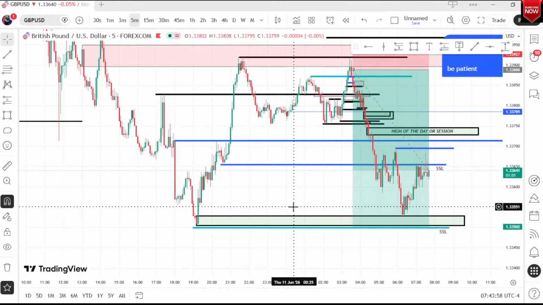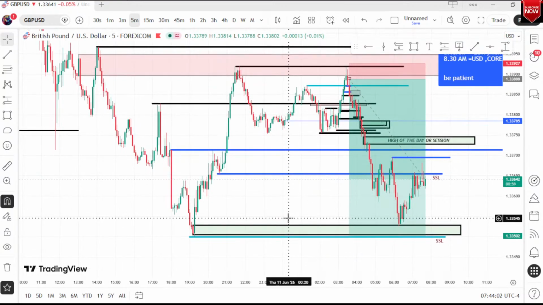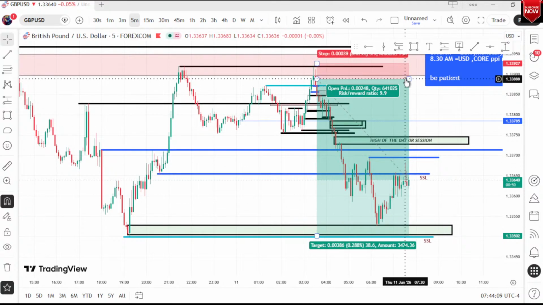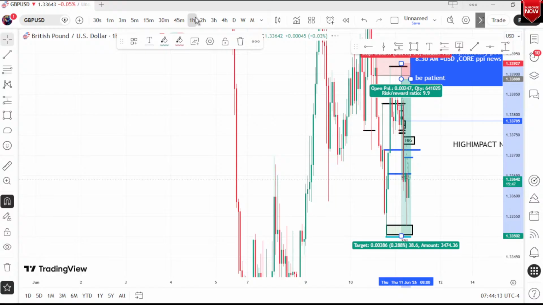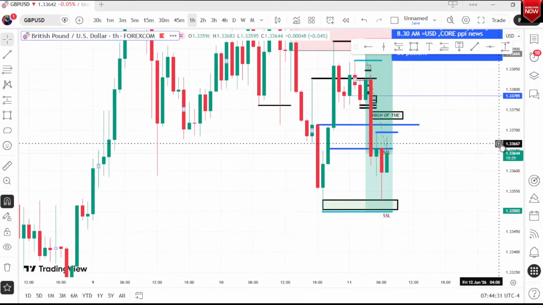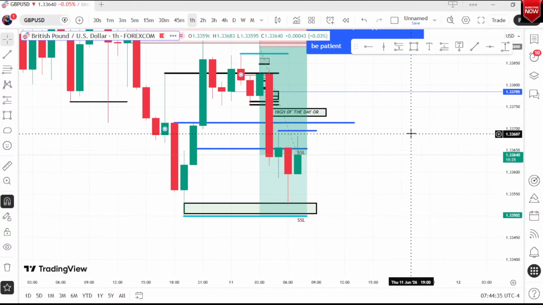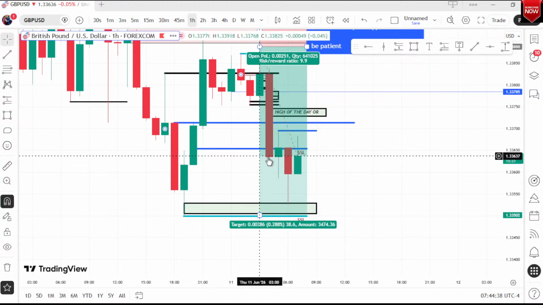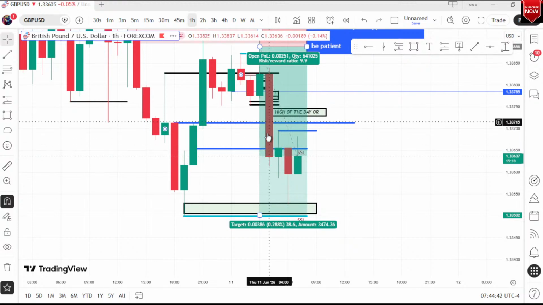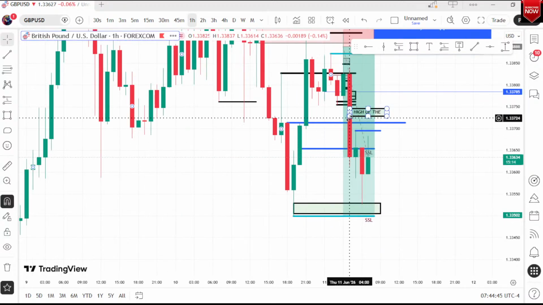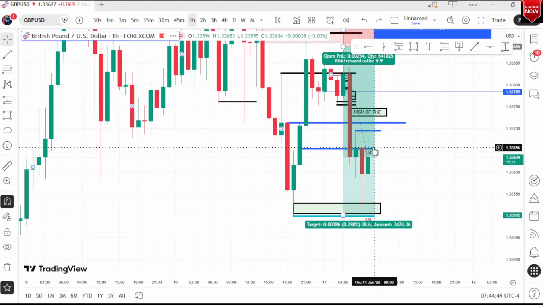But as for this, in the 15-minute, I want to see price continue to go lower. I want to see price respecting this order block like this. Not come to fill this fair value gap, but come to this order block. Even if it is the weekly, don't close below it. Don't close above it.